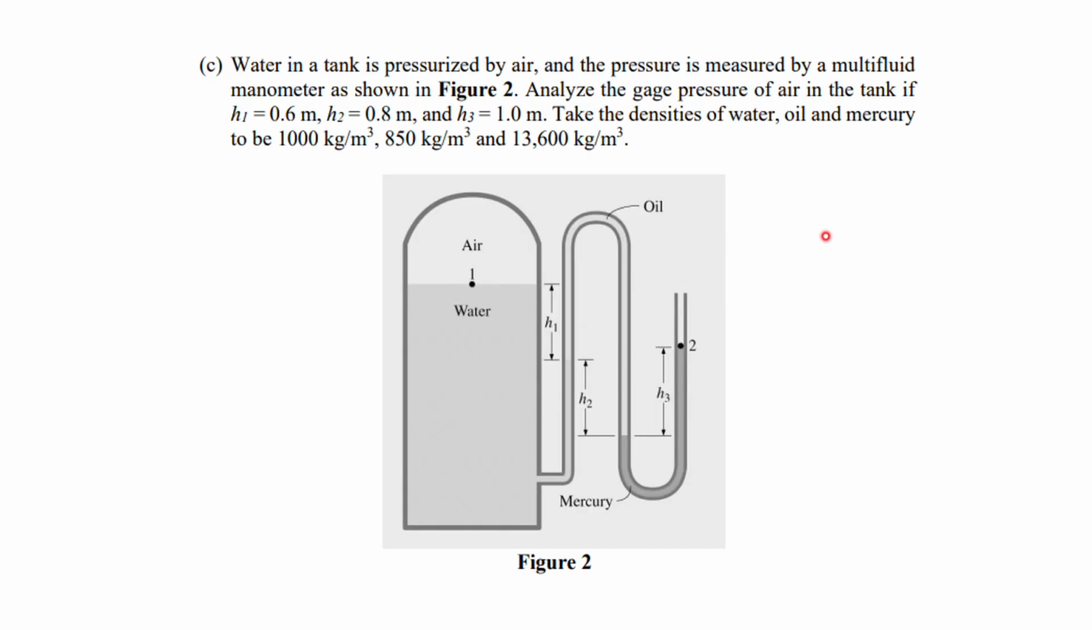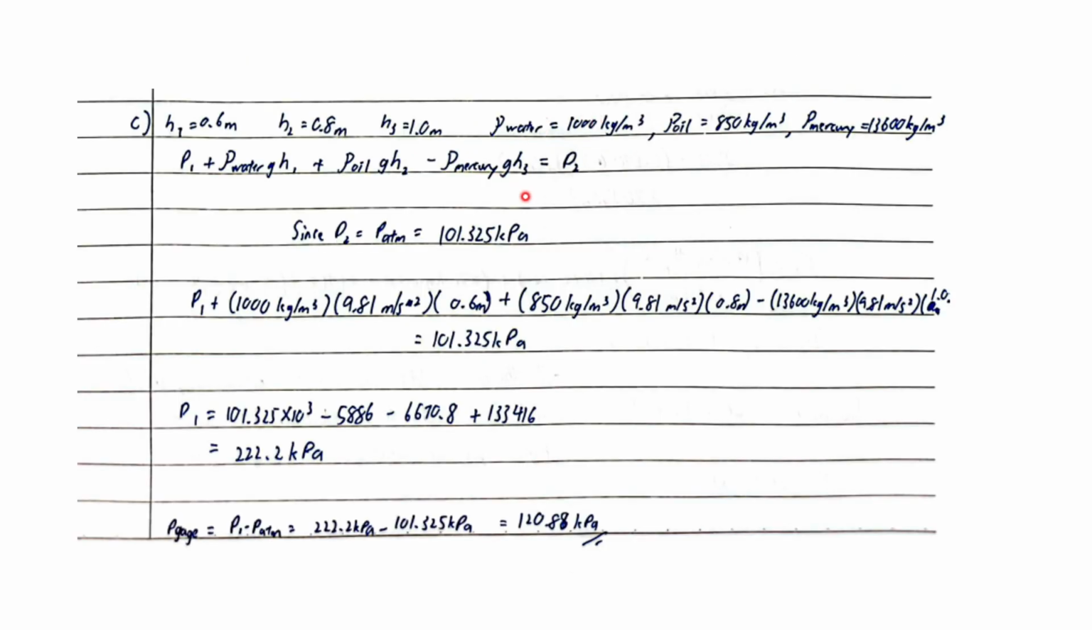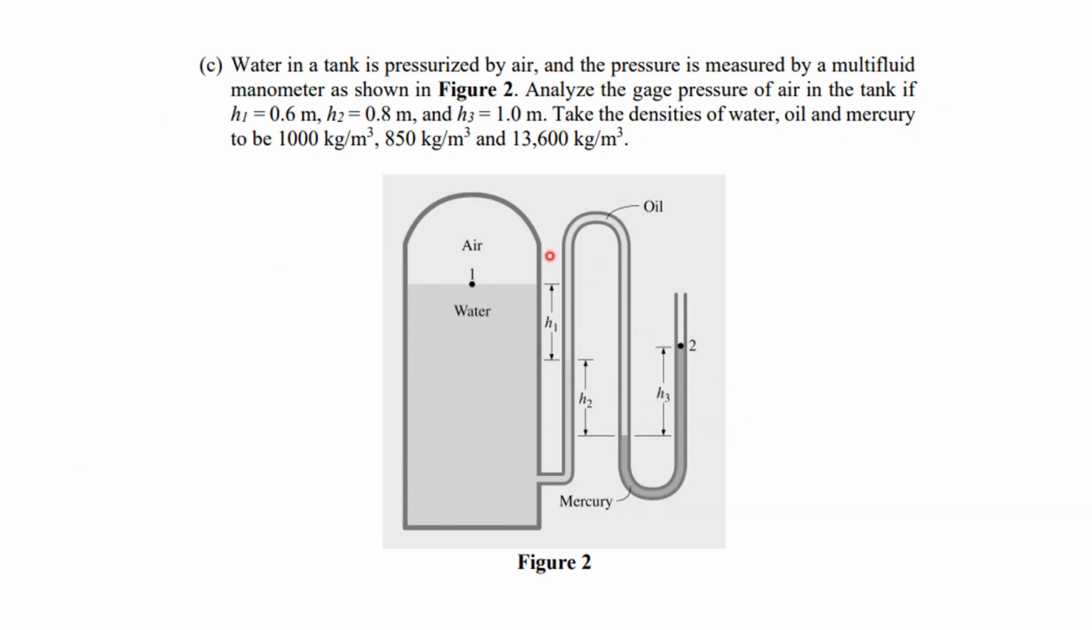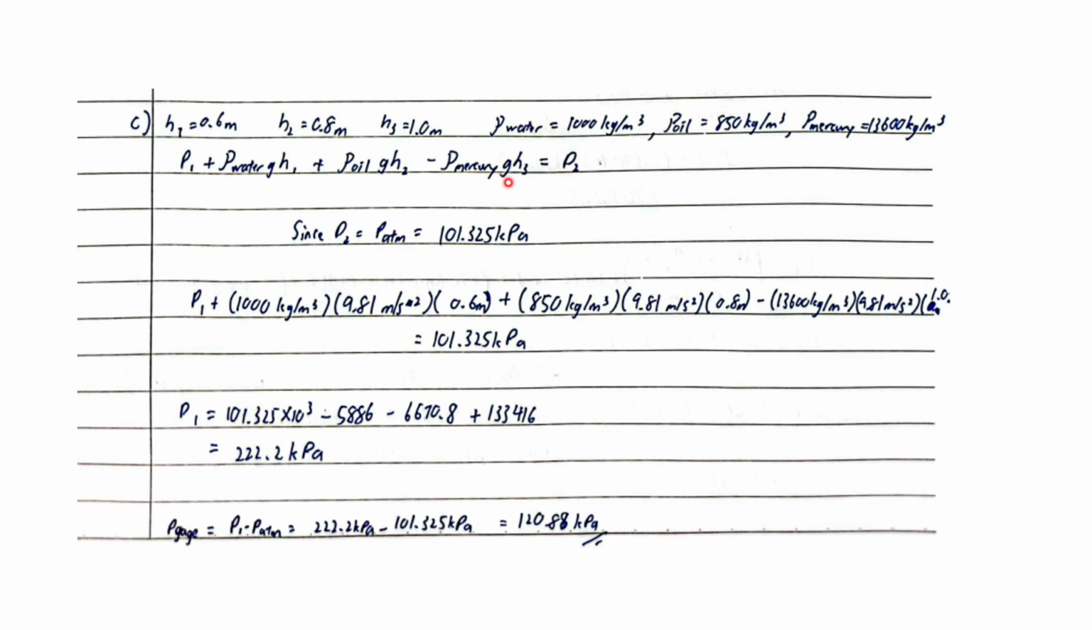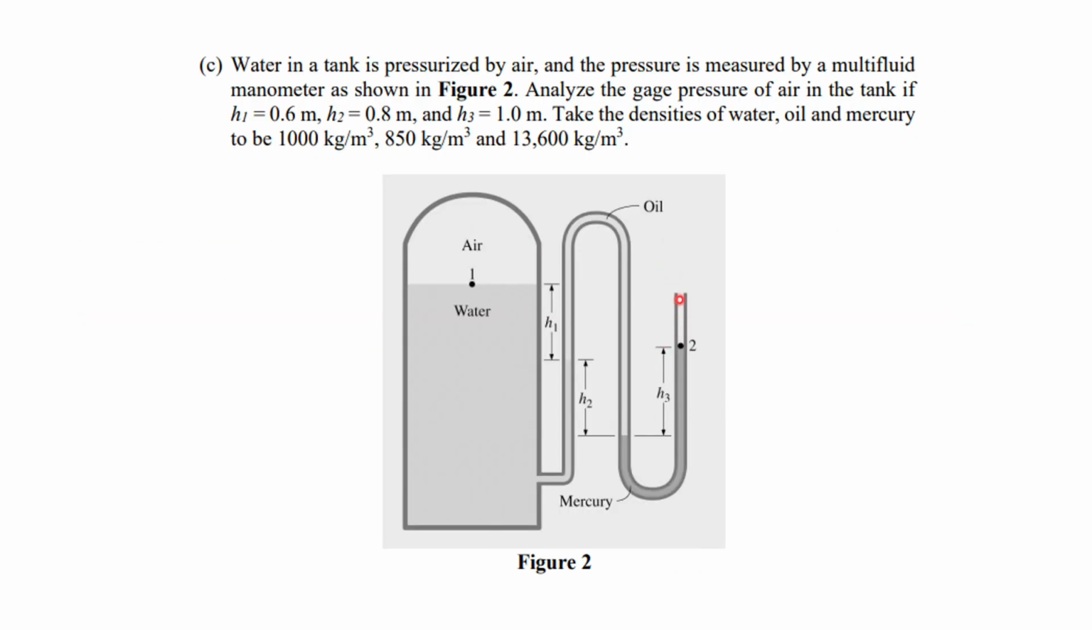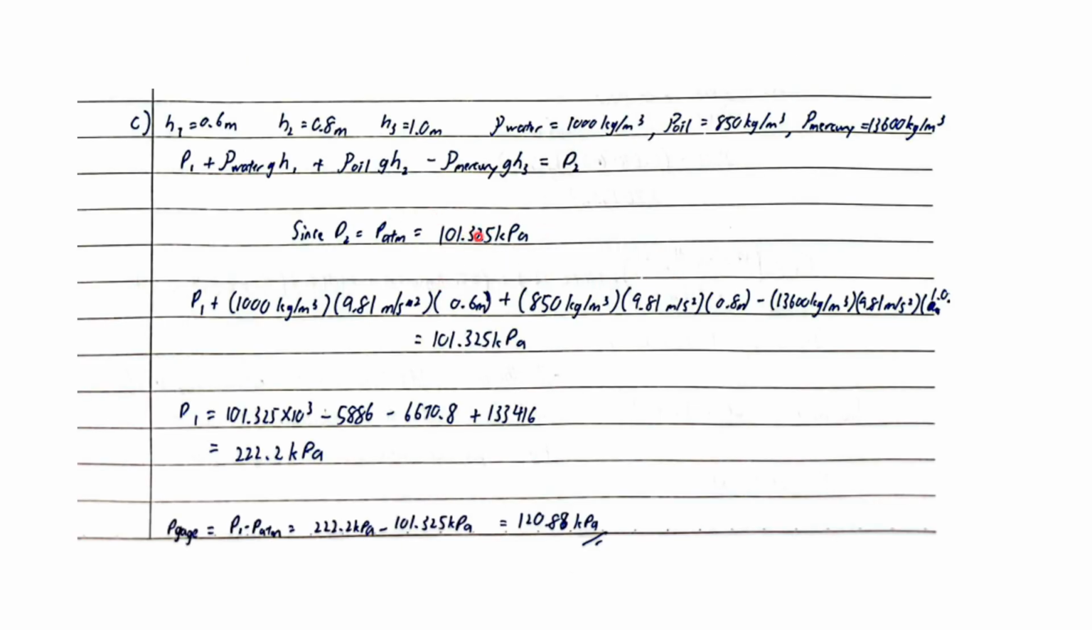Okay, first, 1C. For 1C, we have to analyze the gas pressure of the air in the tank with the heights given, which are H1, H2, H3, and also the density of water, oil, and mercury. Using Pascal's law, we can apply that P1 plus the pressure of water, plus the pressure of oil, minus the pressure of mercury, since the mercury is applying the pressure backward, equals P2. Since at point 2 the pressure applied is the atmospheric pressure, we just have to sum up the values, put them inside, and we can find P1.